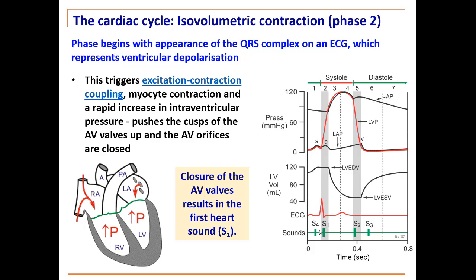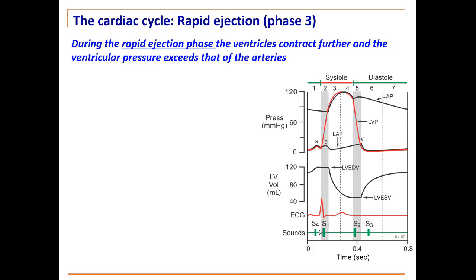Okay, so we've now done phase 1, and we've done phase 2, so try and make sure you understand what's going on in each of those phases, because they're quite complex. We're now moving on to phase 3, and we're still in ventricular systole, and this is now called the rapid ejection phase. During this phase, the ventricles contract further, and the ventricular pressure now exceeds that of the arteries.